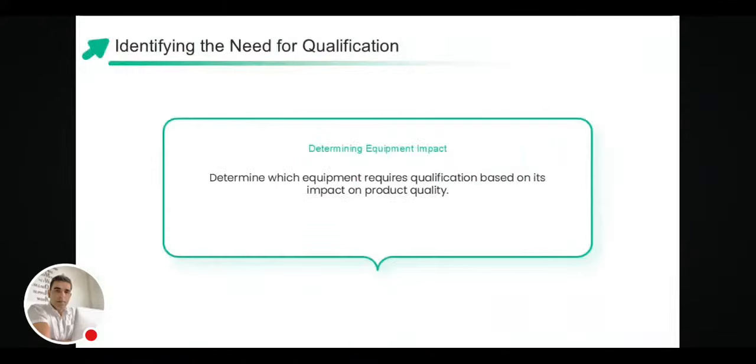First and foremost, it's essential to identify which equipment requires qualification by evaluating its potential impact on product quality. Any equipment that directly influences the safety, efficacy, or consistency of the final product should be prioritized for qualification. This ensures that critical systems are thoroughly assessed and meet all necessary standards before being put into use.